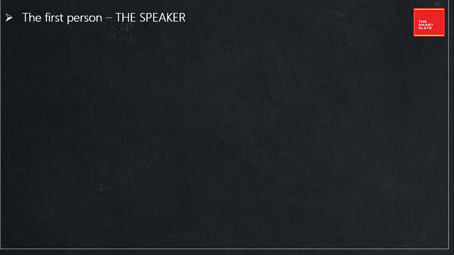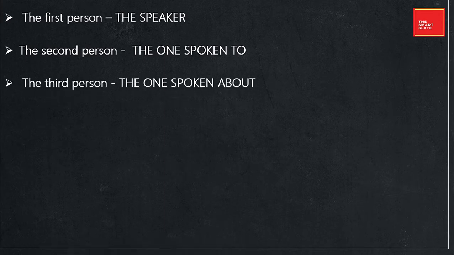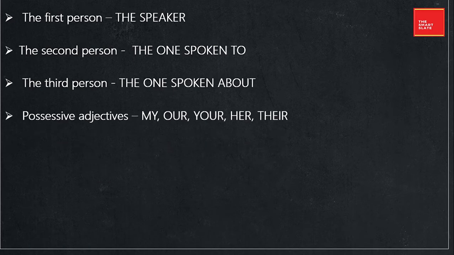Moving ahead, the first person here is the speaker, second is the one who's spoken to, the third is the one who's spoken about. Possessive adjectives are my, our, your, her, and their.